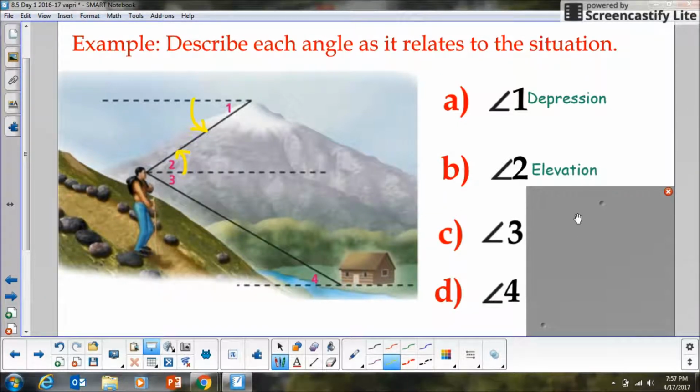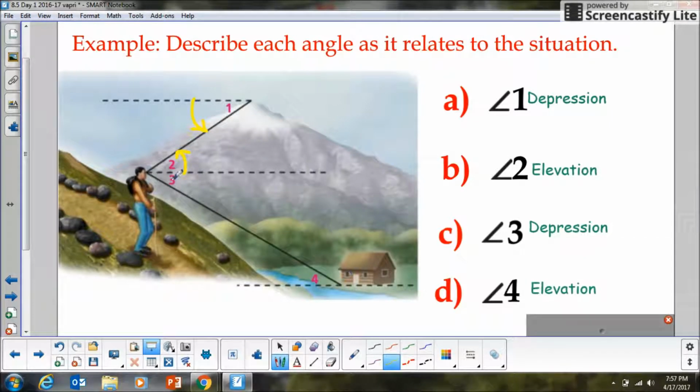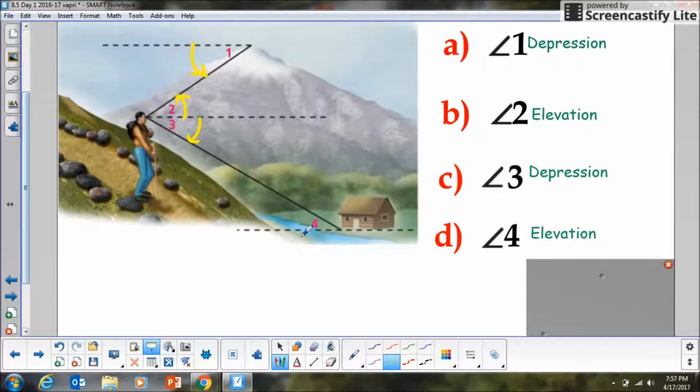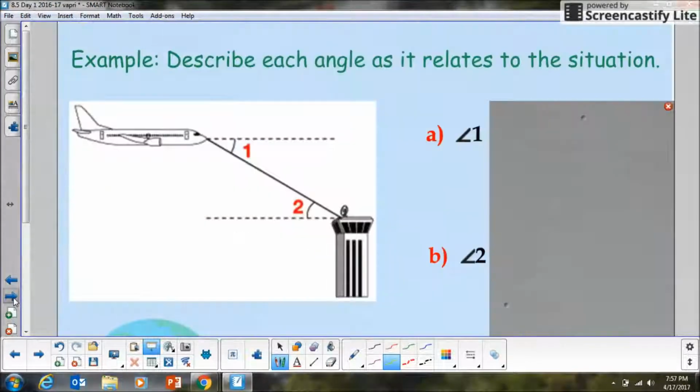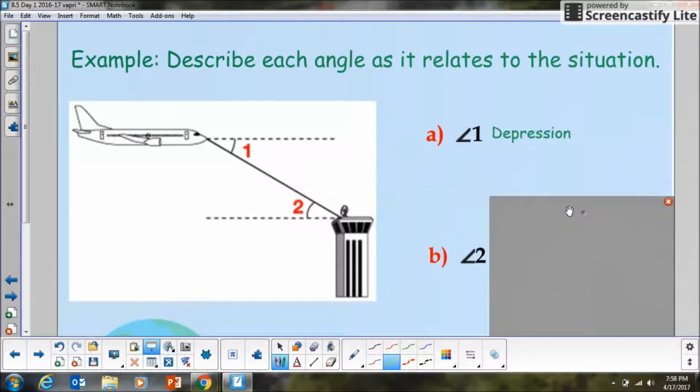Then we have again looking down and looking up. So looking down, the gentleman from the horizontal line, looking down, angle of depression, and the person in the house is looking up, angle of elevation. Some more examples. Person in the plane and the person on the top of that building, on the top of the tower. You are right, depression and elevation.